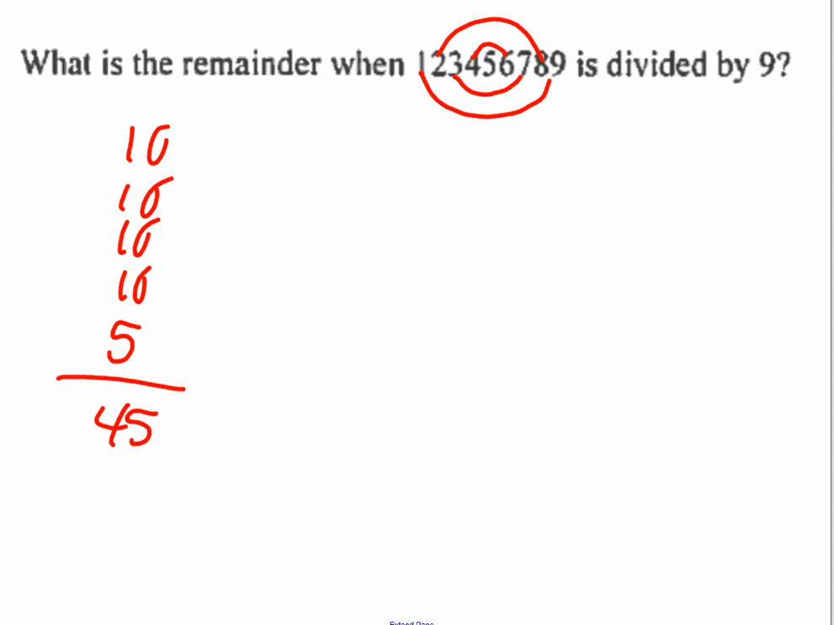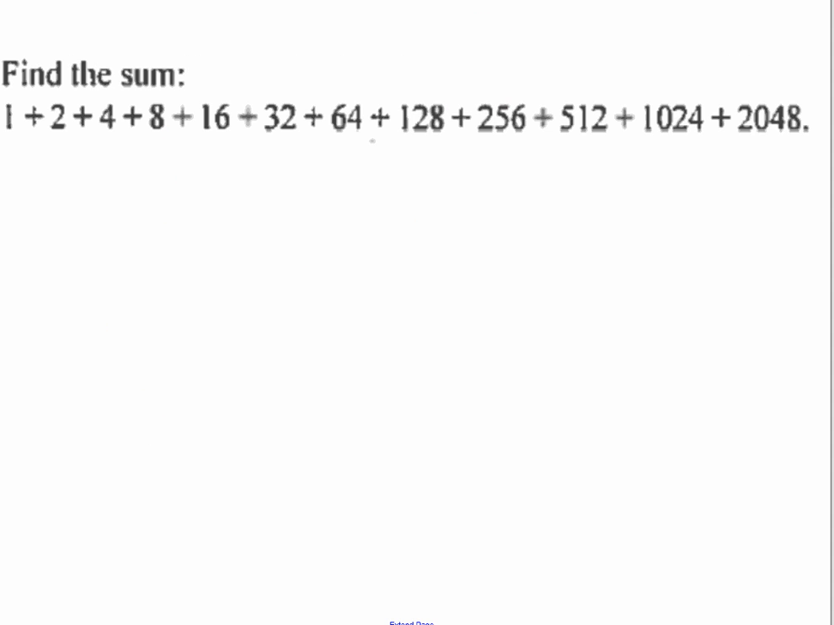9 goes into 45, so we know that 9 will go into this number. If 9 goes into this number, the remainder is 0. So that would really be the fastest way to approach this question.